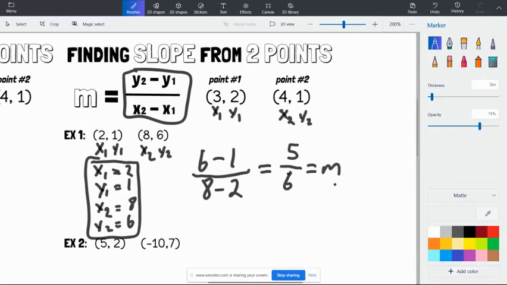That equals your slope. Your slope for the line that crosses these two points is 5/6. Okay, it goes up 5 for every 6 it goes over. That's all that means. The line that goes through those 2 points, the slope for it is that.